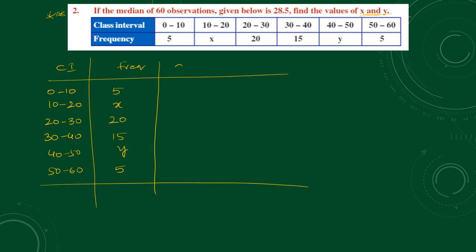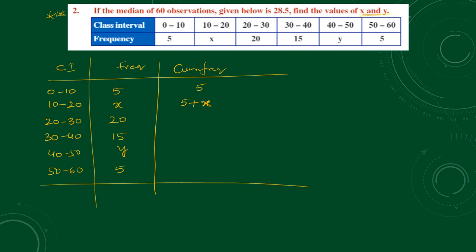Next, going to find out cumulative frequencies. So what is the cumulative frequency here? 5. Next, it is 5 plus x. Most of the students make a mistake here. 5 plus x is not 5x, it is 5 plus x. Numbers cannot be added to the variables.